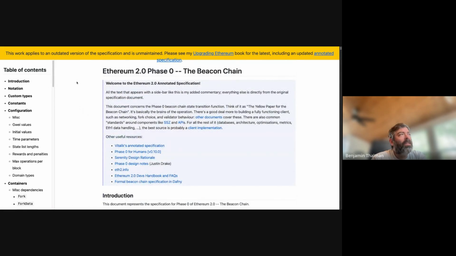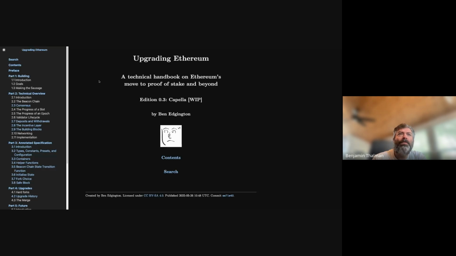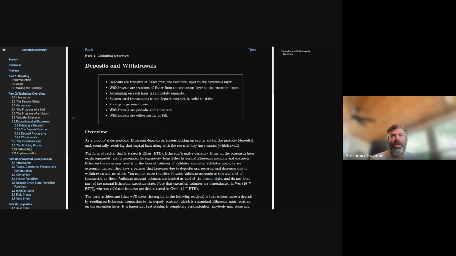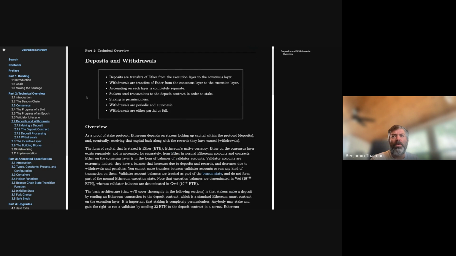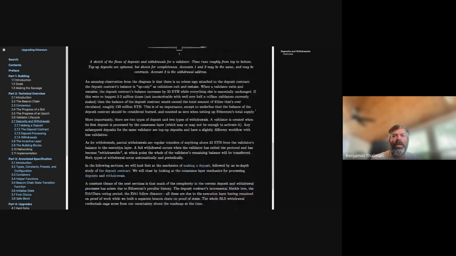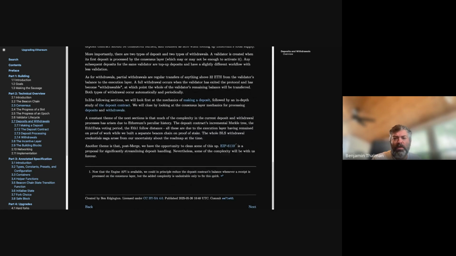My understanding is that Ben Edgington is going to continue to work on his annotated specs and continue to update them. You can see here, Upgrading Ethereum book. This is the landing page, and some of the links are not active yet, but there are other links, and you can click through and understand, if you want to know about deposits and withdrawals, for instance, you can get into this. Ben's notes are really phenomenal.